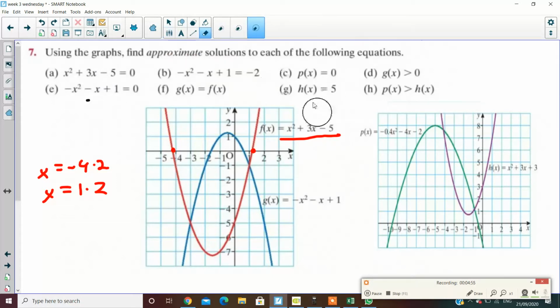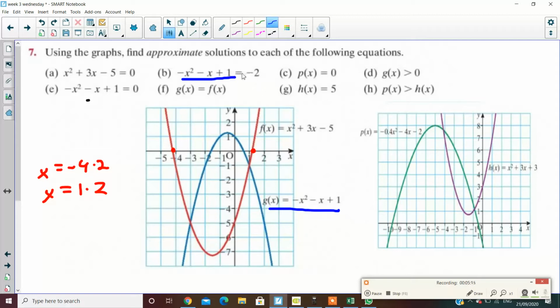Can anybody tell me how would you do part, let's say part B? How'd you do part B? Which function is it talking about here? The blue or the red? It's on the blue. And what's it telling you about the blue? Its y value is minus 2, isn't it? So where is the y value minus 2? Find out.